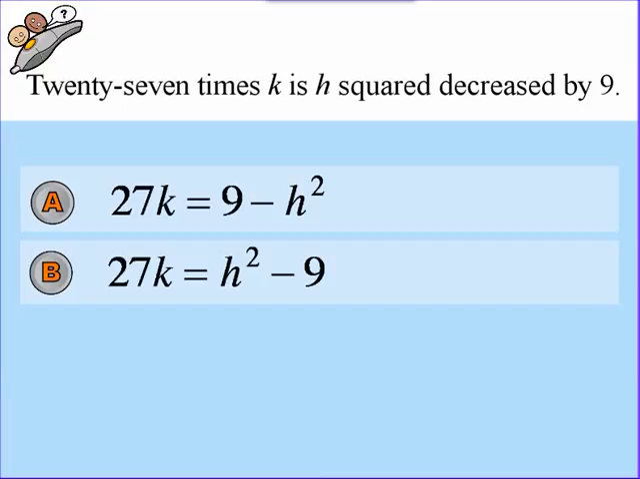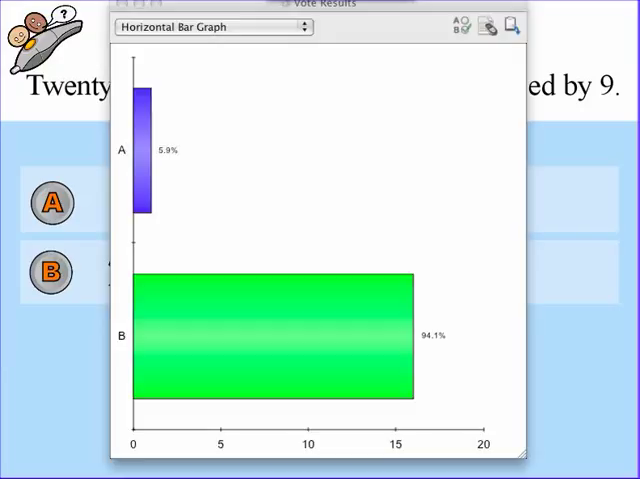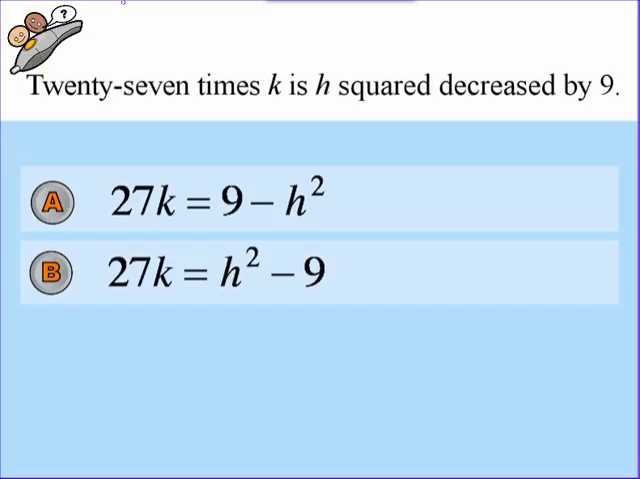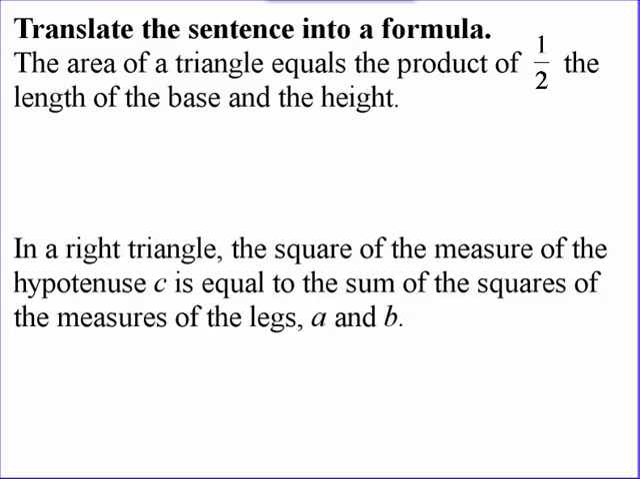Let's look at this one. 27 times k is h squared decreased by 9. Okay. What is another word that I could have put in place of decreased by? Subtracted from. Subtracted from, what else? Minus. What if you subtracted?